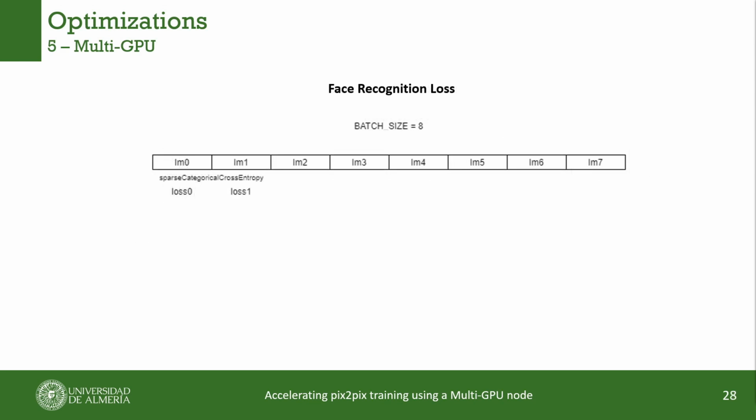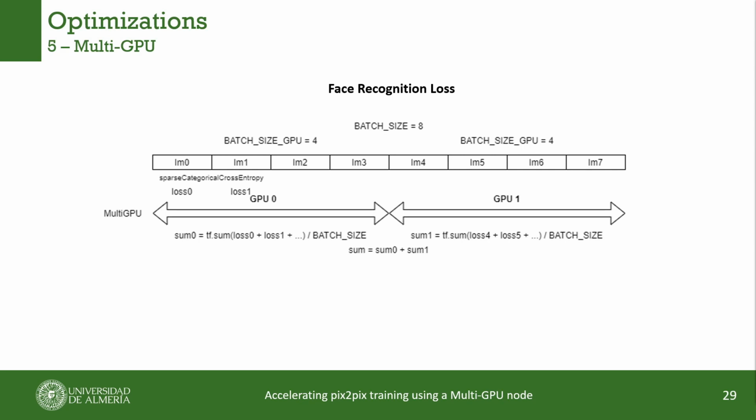In the face recognition loss, the sparse categorical cross entropy gives a value for each image. When using a multi-GPU approach, the aggregation operation adds all losses in the batch and divides by the total batch size. This is the operation suggested by the TensorFlow documentation, which is possible when having only zero-dimensional tensors, as we have here.